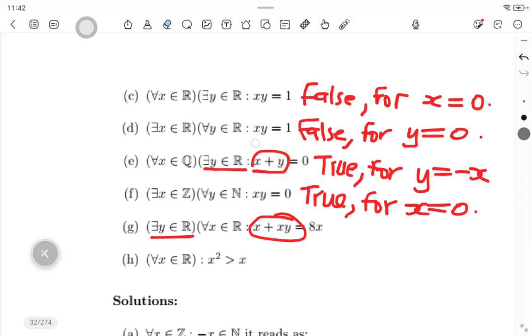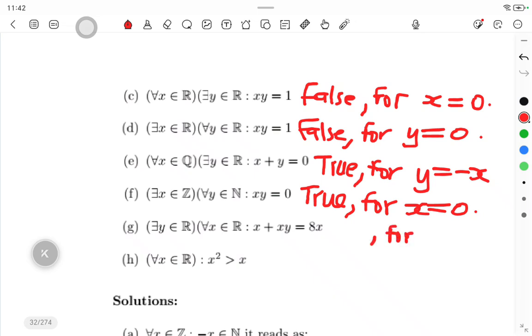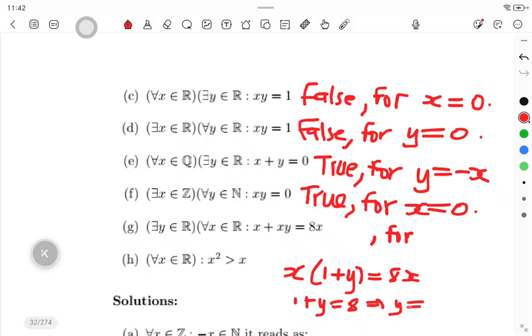Let me see. If I solve this, I would factor out x first. I'm going to get x times 1 plus y is equal to 8x. I could also easily take this to the other side, so it becomes 7x. But if I do this, I'm left with 1 plus y is equal to 8, so y will be equal to 7. If y is 7, let's say I choose y to be equal to 7, it doesn't matter what x is.